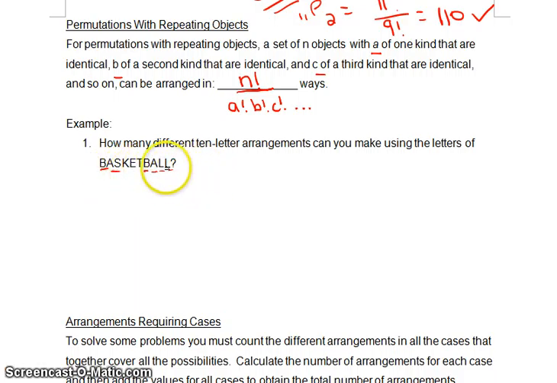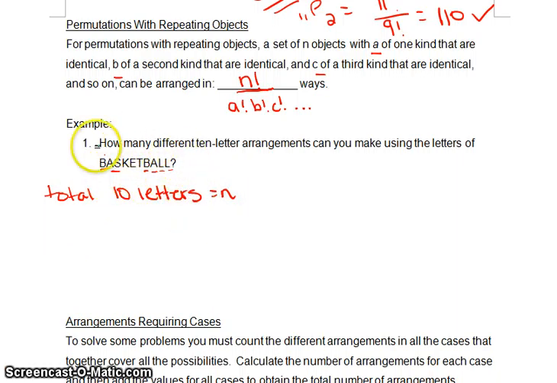So to solve this, first of all, you want to know what the total is. How many letters are in basketball? There's 1, 2, 3, 4, 5, 6, 7, 8, 9, 10. So there's a total of 10 letters, and the total there is equal to n. That is your n value.